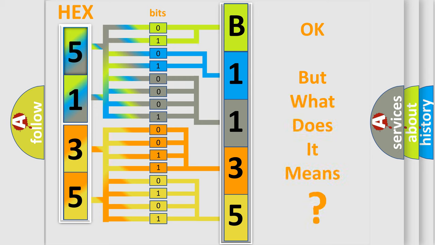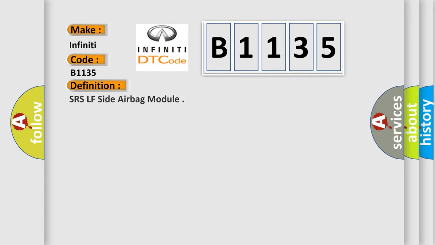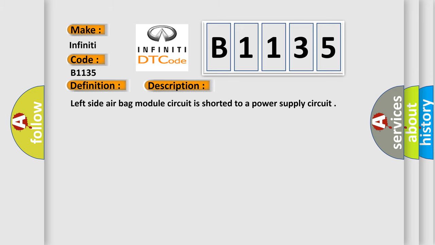The number itself does not make sense to us if we cannot assign information to what it actually expresses. So, what does the Diagnostic Trouble Code B1135 interpret specifically for Infiniti car manufacturers? The basic definition is the side airbag module. And now this is a short description of this DTC code. Left side airbag module circuit is shorted to a power supply circuit.